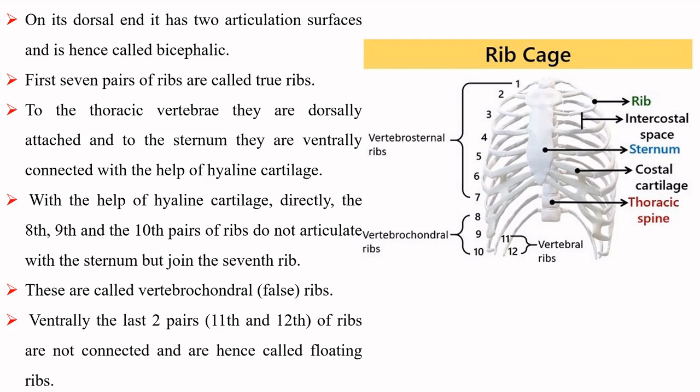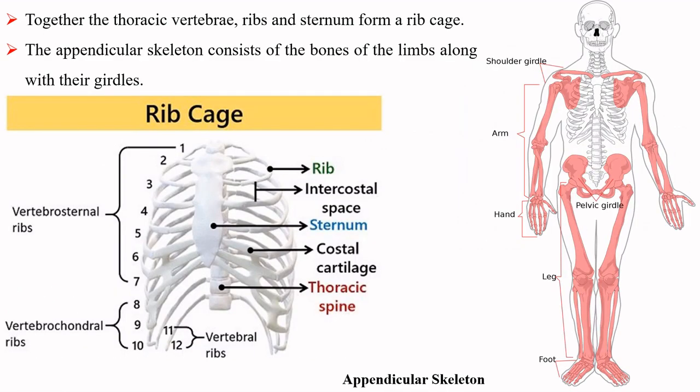hyaline cartilage. With the help of hyaline cartilage directly, the 8th, 9th, and the 10th pairs of ribs do not articulate with the sternum but join the 7th rib. These are called vertebrochondral ribs. Ventrally, the last 2 pairs of ribs are not connected and are hence called floating ribs. Together, the thoracic vertebrae, ribs, and sternum form a rib cage.